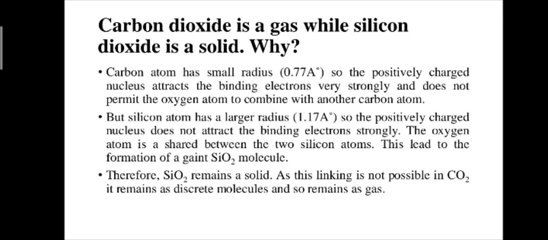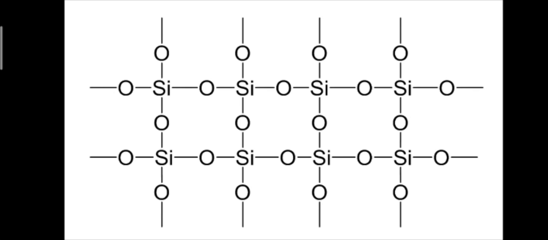This leads to the formation of a giant SiO2 molecule. Therefore, silicon dioxide remains a solid, as this linking is not possible in carbon dioxide. It remains as discrete molecules and so remains as a gas. This is the structure of silicon dioxide, 3D silicates.